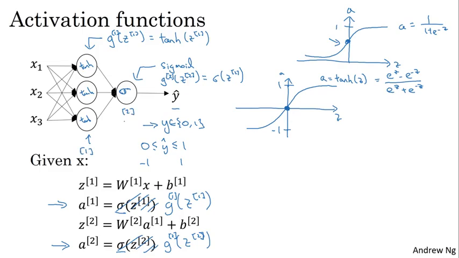Now, one of the downsides of both the sigmoid function and the tanh function is that if z is either very large or very small, then the gradient or the derivative or the slope of this function becomes very small. So if z is very large or z is very small, the slope of the function ends up being close to 0, and so this can slow down gradient descent. So one other choice that is very popular in machine learning is what's called the rectified linear unit. So the ReLU function looks like this, and the formula is a equals max of 0, comma z.